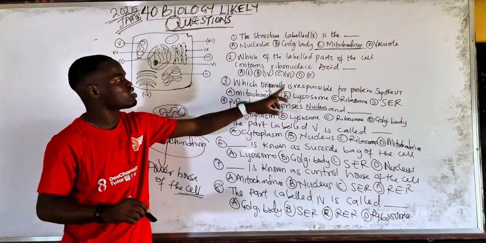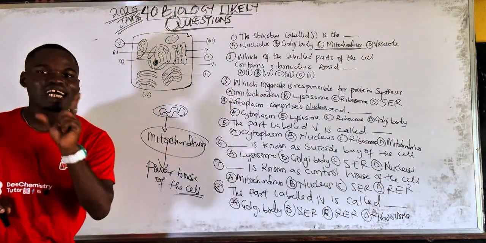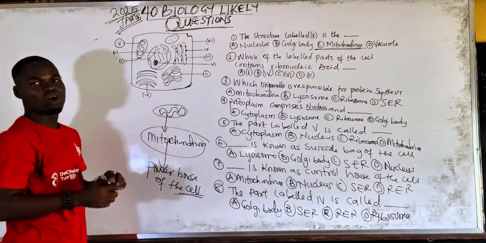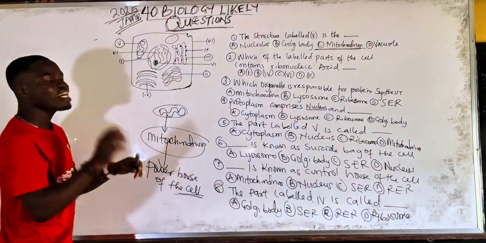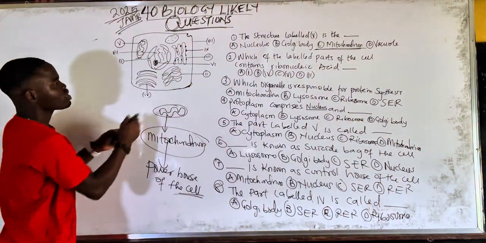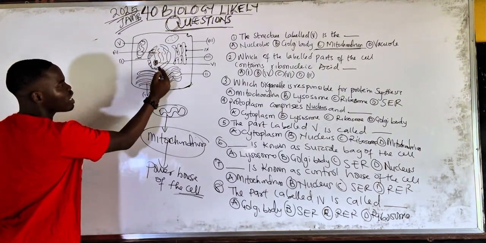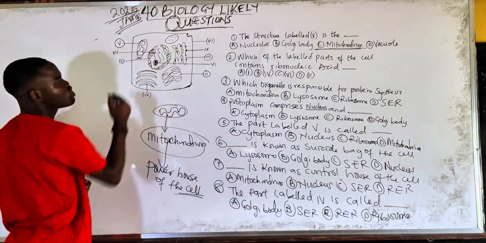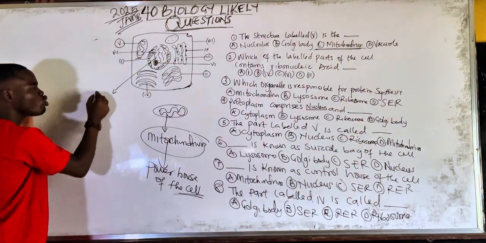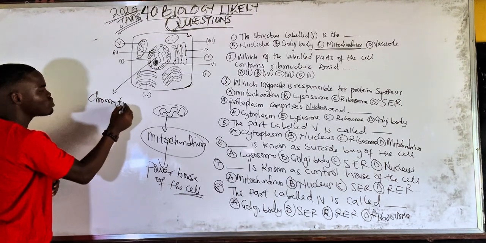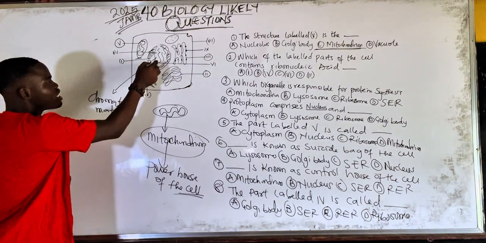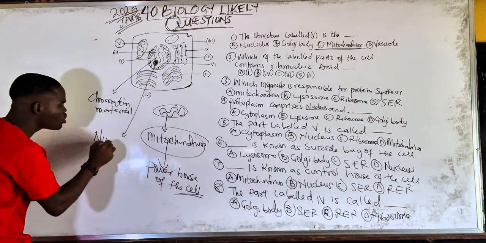Now, question 2. Which of the labeled parts of the cell contains ribonucleic acid? Okay, now if you look at this cell, this particular part here, which is called what? The nucleus. Okay, inside the nucleus, there's what we call a double layer nuclear membrane. This thing you are seeing here is the nuclear membrane. All right. Now inside this, we have this part here, which is called the chromatin material. Then here is what? Is the nucleolus.